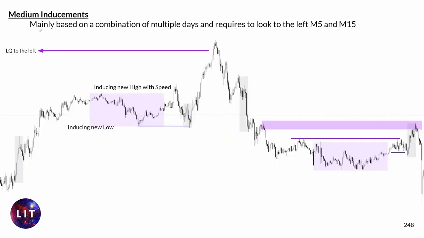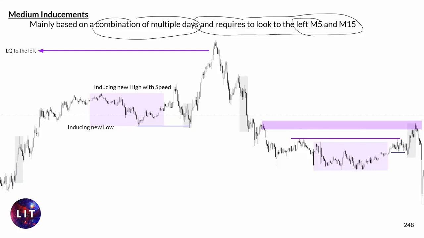Medium inducements are mainly based on a combination of multiple days, right? And it requires looking to the left, can be the M5 and also the M15, right? Or of course, just a previous day structure. So the moment you're looking to the left and you see something like a structure point in here that is way more to the left and even more than yesterday's structure, that is immediately called a medium inducement, right? Because this actually induces multiple time frame and also multiple days liquidity.